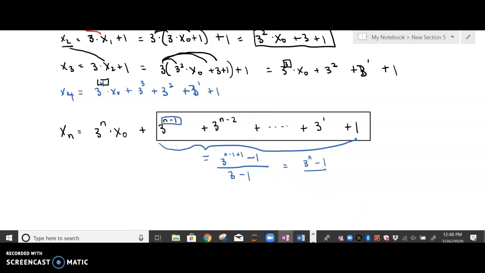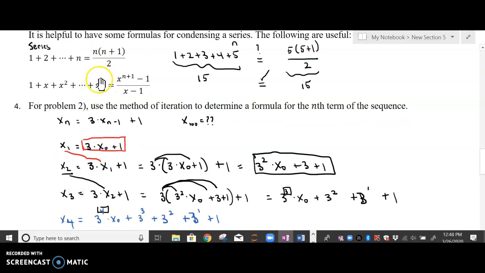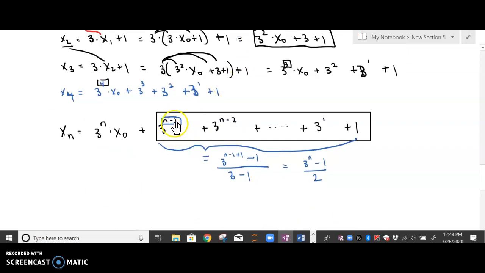One of the tricky parts of using this is that it's really tempting to want to write 3 to the n plus 1 up here, but that formula says that whatever your largest power is in the series, the numerator component will be to the same power plus 1. Because our largest power was n minus 1, this power here will be n minus 1 plus 1.